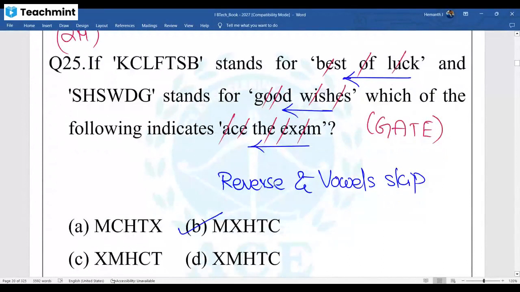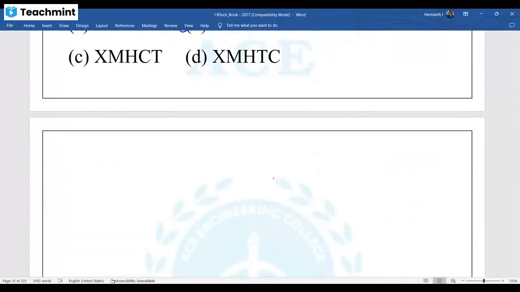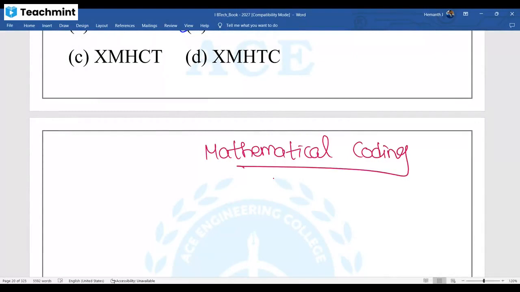Mathematical coding is next. So far we discussed number coding in today's session. In previous sessions we finished mixed coding, substitution coding, letter coding and all. Now finally, mathematical coding. So what is this mathematical coding?